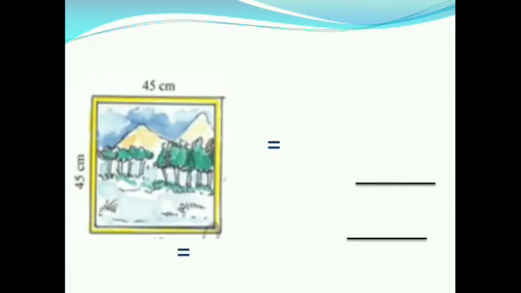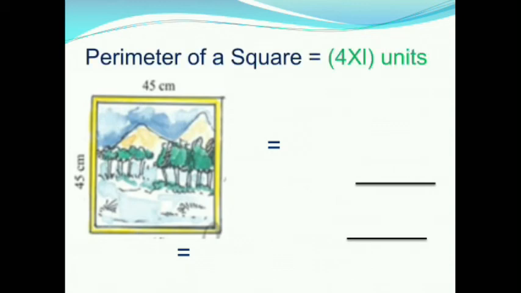Children, look at this picture. How does it look? Yes, it looks like a square. How are all sides in a square? All sides are equal. What formula should we use to find the perimeter of a square? Remember children, perimeter of a square is equals to 4 into L units.